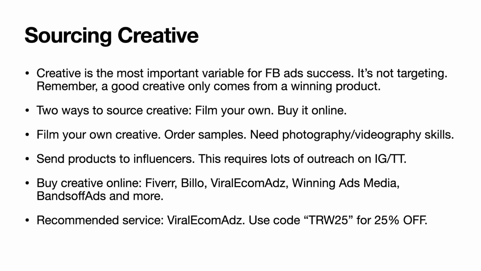There's 2 ways to source creative. Number 1, you can film your own, and number 2, you can buy it online. So to film your own creative, what you have to do is first order samples. Go to AliExpress, order your product. It may take 2 to 4 weeks to arrive, and after that, you need to have at least some basic photography and videography skills. And if you don't have it yourself, you can ask a few friends. You might know a few people that are skilled in this discipline. But yeah, that's how you do it if you want to film your own creative. I don't really recommend it. I recommend buying creative. It's much more effective, and it's better to spend money on getting it right than just trying to figure it out yourself.